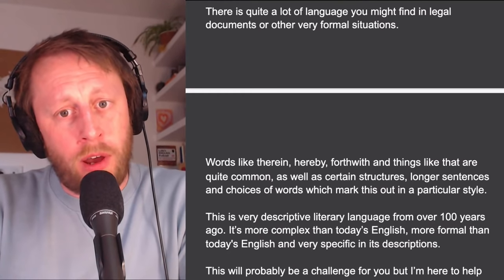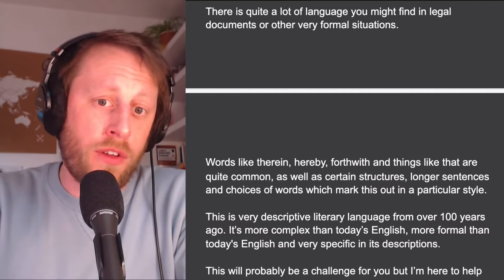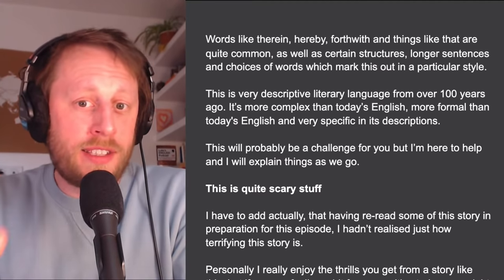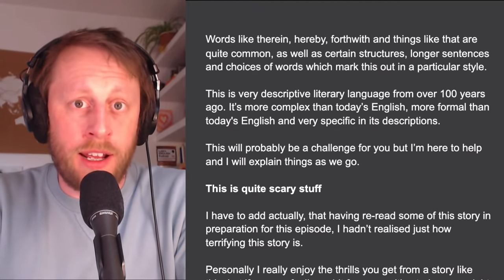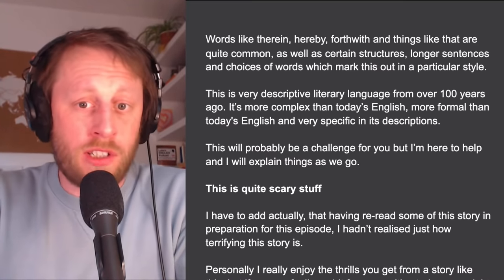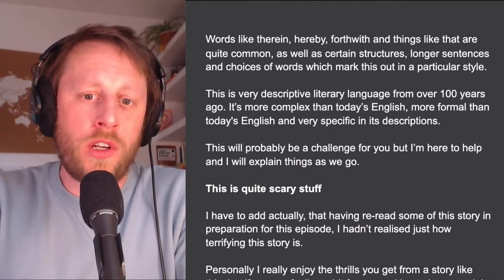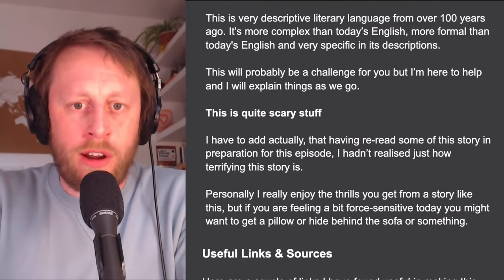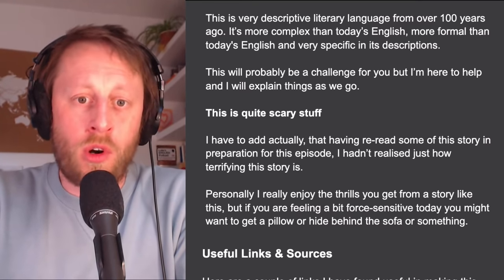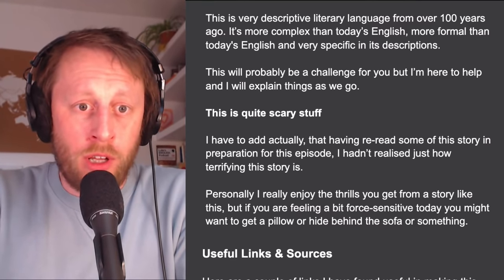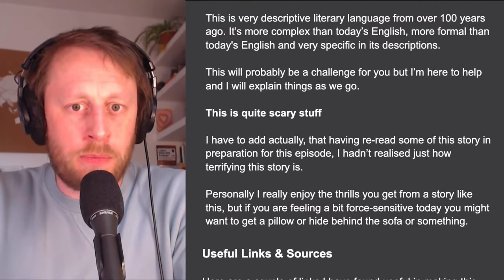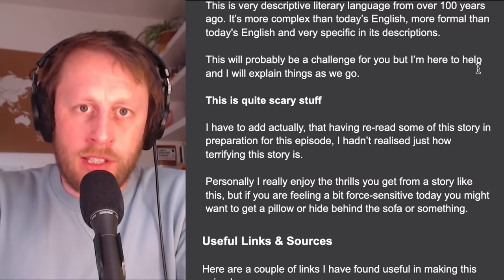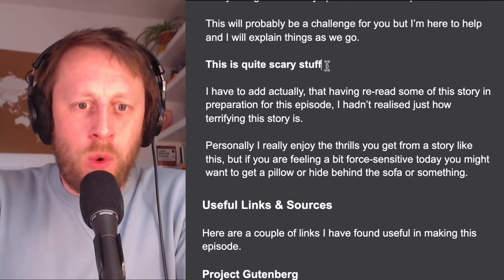There's quite a lot of language you might find in legal documents or other very formal situations, words like therein, hereby, forthwith, and things like that are quite common in this book, as well as certain structures, longer sentences, and choices of words which mark this out in a particular style. This is very descriptive literary language from over 100 years ago. It's more complex than today's English, more formal than today's English, and very specific in its descriptions. This will probably be a challenge for you, but I'm here to help, and I will explain things as we go. Also, this is quite scary stuff.